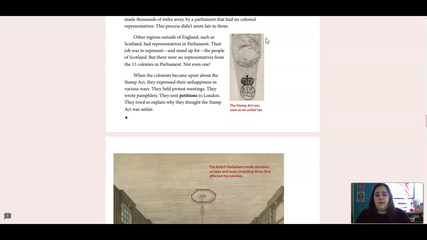Other regions outside of England, such as Scotland, had representatives in Parliament. Their job was to represent and stand up for the people of Scotland. But there were no representatives from the 13 colonies in Parliament, not even one. When the colonists became upset about the Stamp Act, they expressed their unhappiness in various ways. They held protest meetings, they wrote pamphlets, they sent petitions to London, they tried to explain why they thought the Stamp Act was unfair.